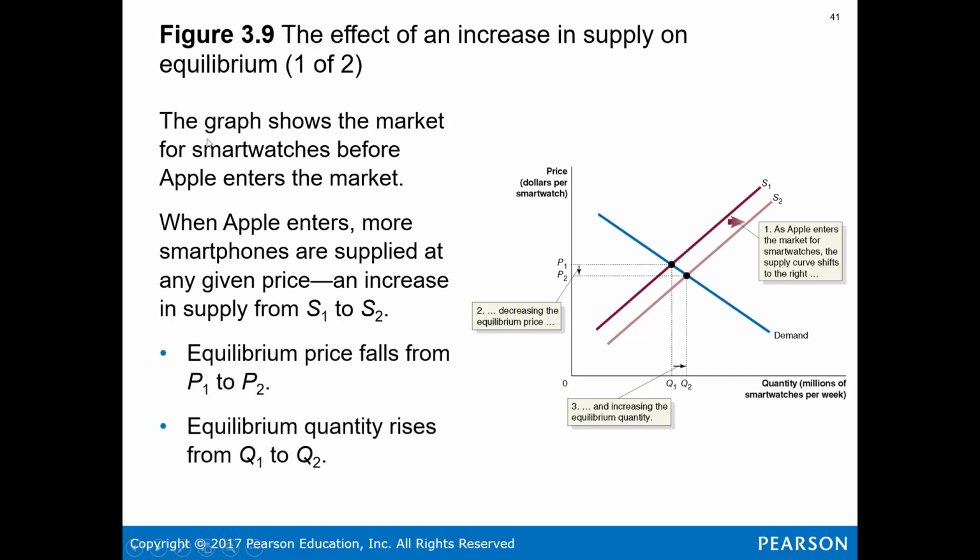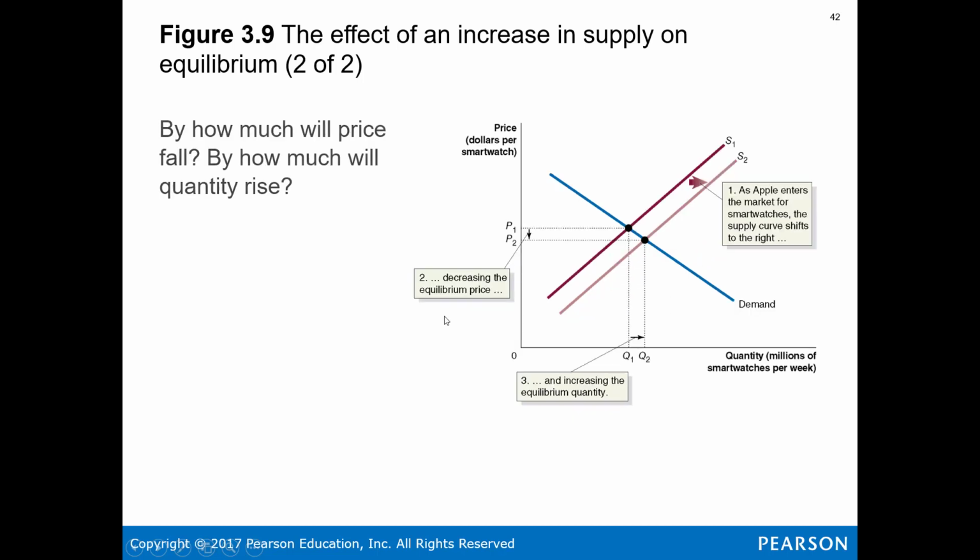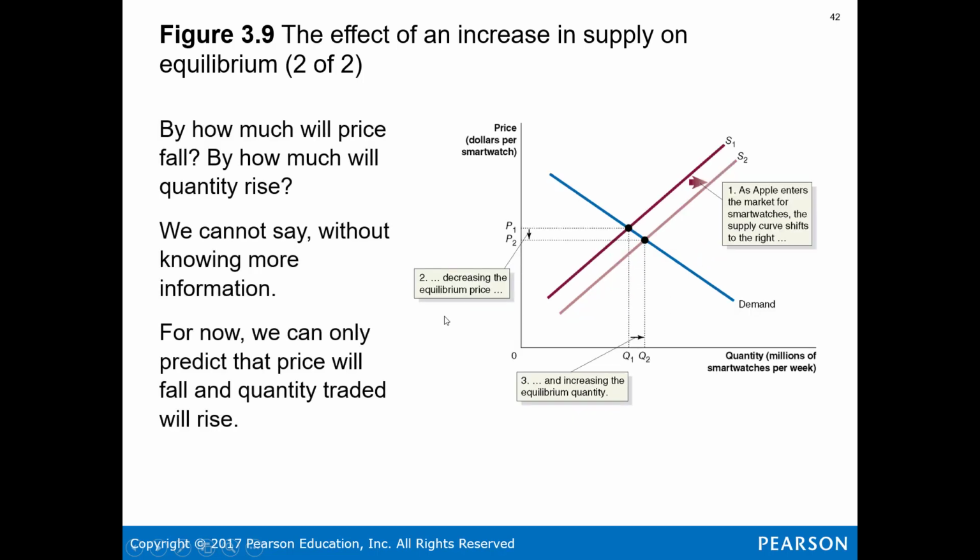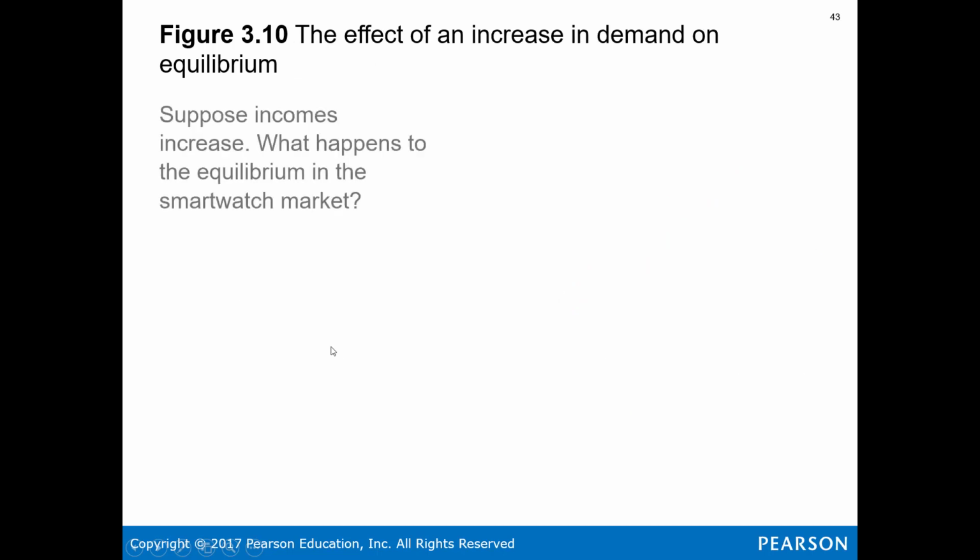So this graph shows smartwatches before Apple enters the market. When Apple enters the market, there's a shift in supply, and therefore the price drops. The market equilibrium price goes down because there are more people supplying. We cannot say how much without enough information. For now, we can only predict that the price will fall when Apple enters the market.